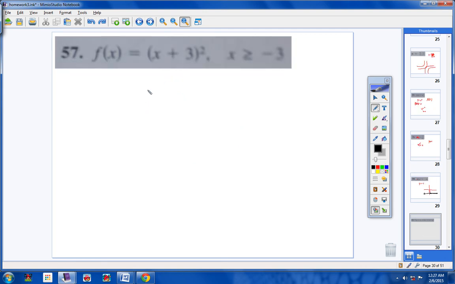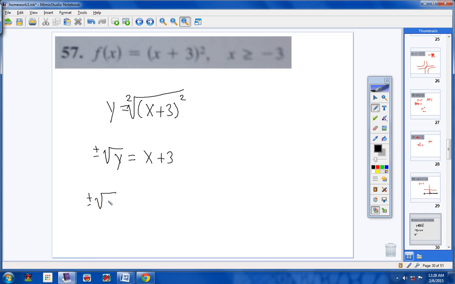Alright, number 57. Let's go ahead and get x by itself if we can. Now, we might not be able to, and if we can't, that's okay. We're just going to try to. Let's see, we have y equals (x plus 3) squared. Now what I'm going to do is take the square root of both sides. So if I take the square root of y, that's going to be plus or minus. If I take the square root of (x plus 3) squared, anytime you take the square root of something squared, you're left with the base, which is x plus 3. Now bring the 3 over and make it negative. So plus or minus the square root of y, minus 3, equals x.